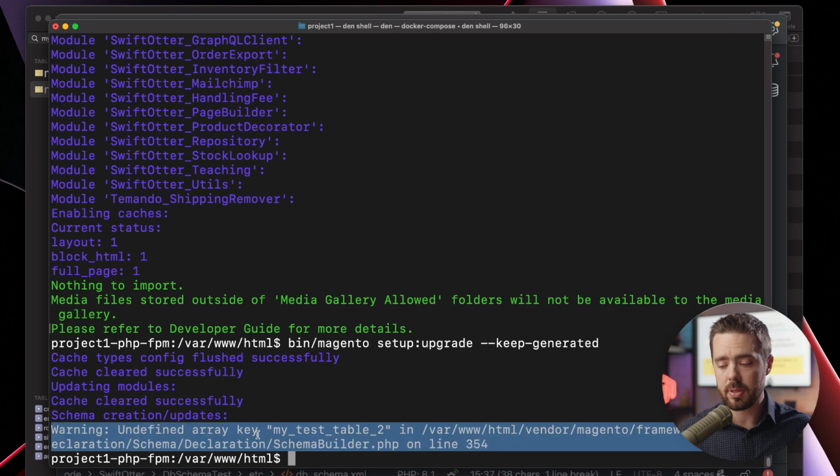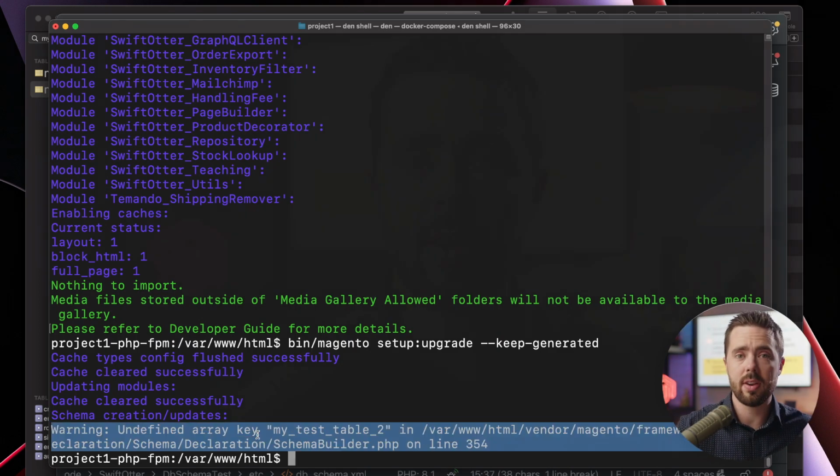So this error seems scary. It could be scary, but at the end of the day, it is not scary, because ultimately it's just a matter of adding this my test table 2 into DB Schema. And there is your knowledge bite for this week.